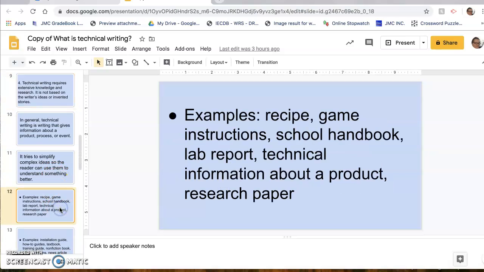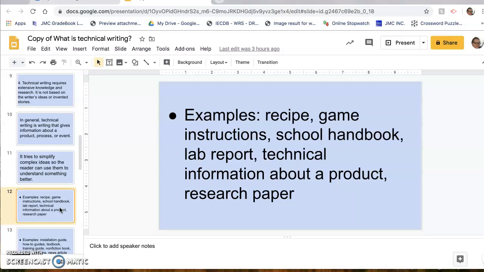Other examples, game instructions on how to play a game. I'm looking at a game I got for Christmas here called Labopoly. It's a Monopoly game with lab dogs on it. And I have to read the instructions. I have no idea how to play it. So if I want to learn how, I'm going to have to do that.